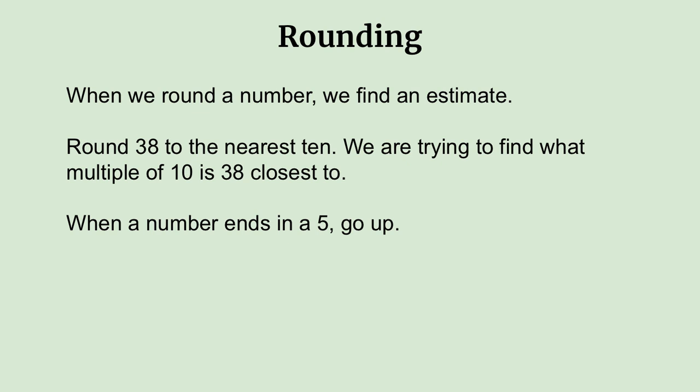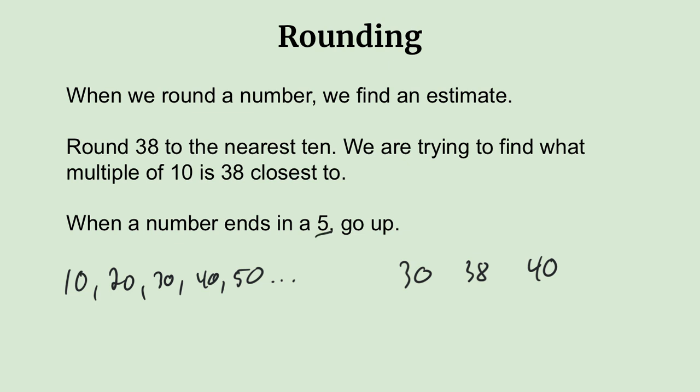So when we round something to the nearest, let's say 10, we're trying to find what multiple of 10 38 is closest to. Multiples of 10 would be 10, 20, 30, 40, 50, etc. 38 is in between 30 and 40. And then we just have this rule that if it ends in a 5 or bigger, so 5, 6, 7, 8, 9, we go to the bigger number. If it's less than 5, 0, 1, 2, 3, 4, we go to the smaller number. So 38 would round to 40.